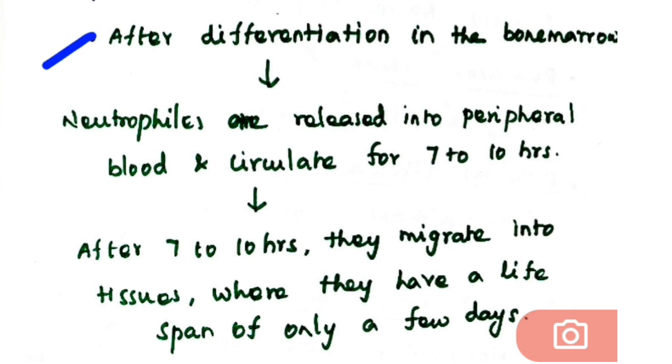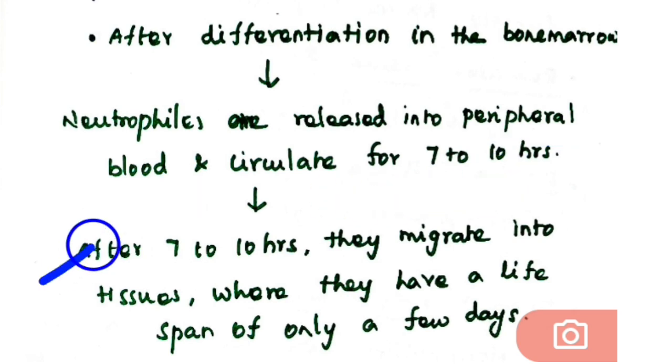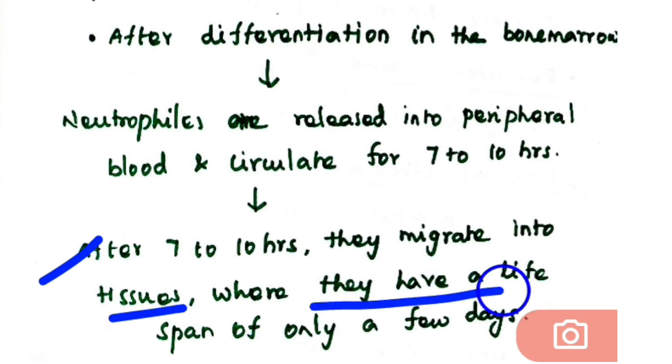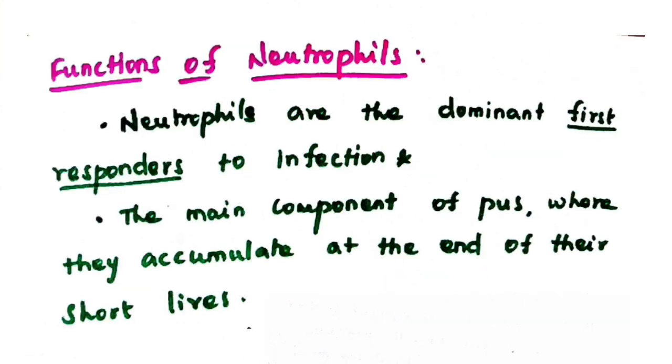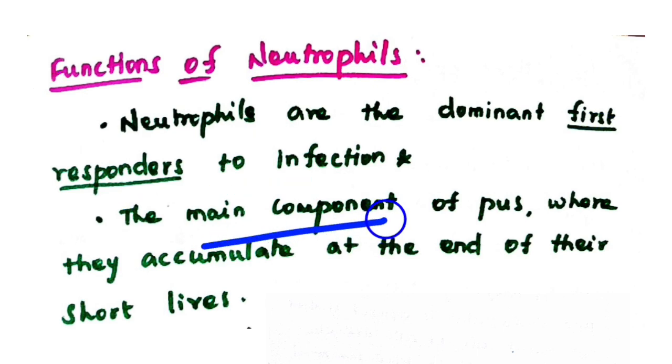After differentiation in the bone marrow, these neutrophils are released into peripheral blood and circulate in the blood for 7 to 10 hours. After 7 to 10 hours, they migrate into tissues where they have a lifespan of only a few days. So next, let's see the functions of neutrophils. Neutrophils are the dominant first responders to infection. The main component of your pus is neutrophils, where they accumulate at the end of their short lives.